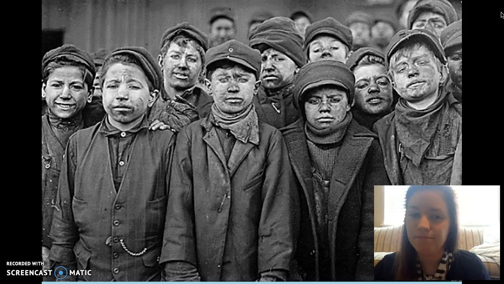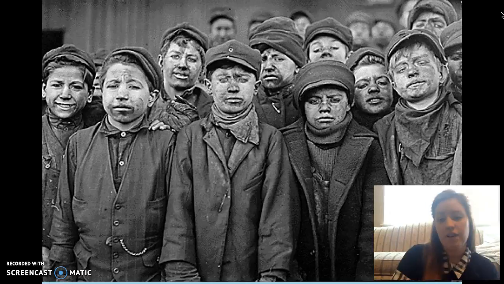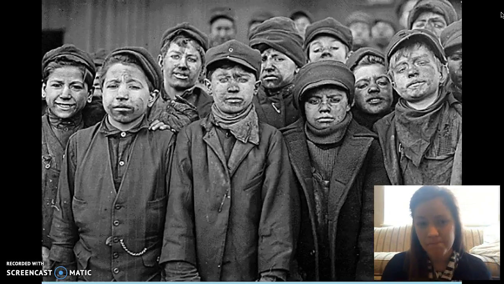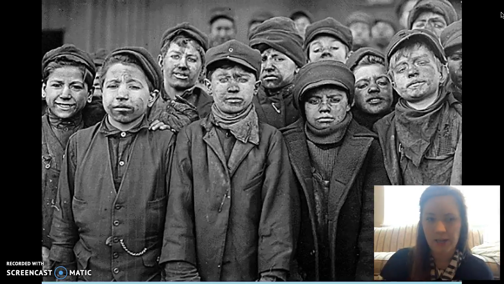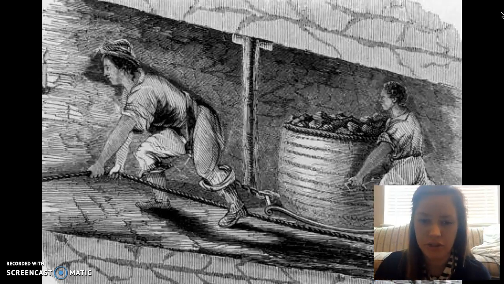Okay, now we're going to talk about child labor, because at this time, like we were saying before, the immigrants who were working so much still weren't making very much money, not enough to make ends meet, so a lot of times their children would have to go out into the workforce. And here's a picture of some children who worked in a mine. And here's a little diagram of what they would be doing.